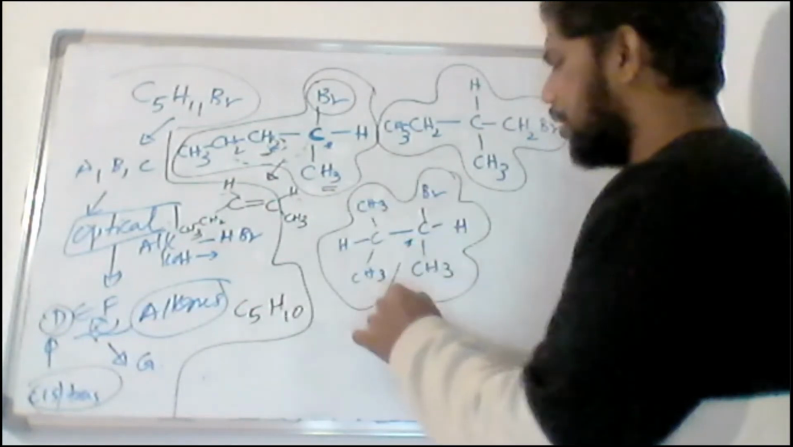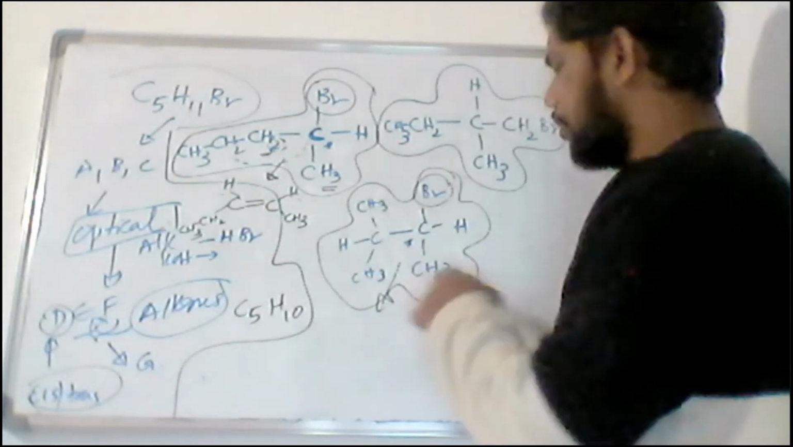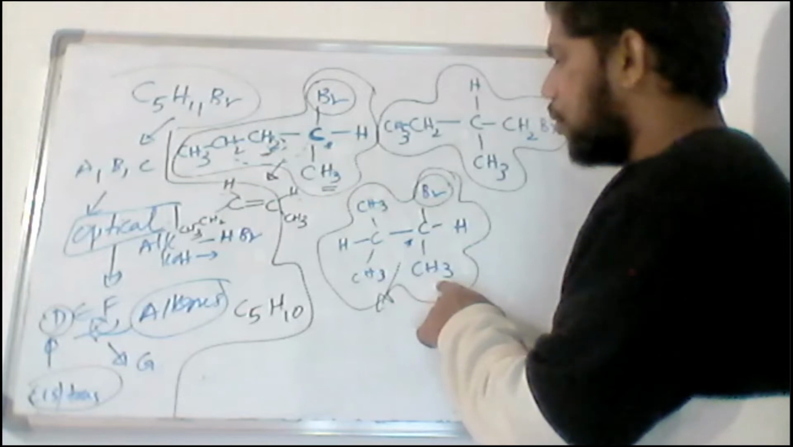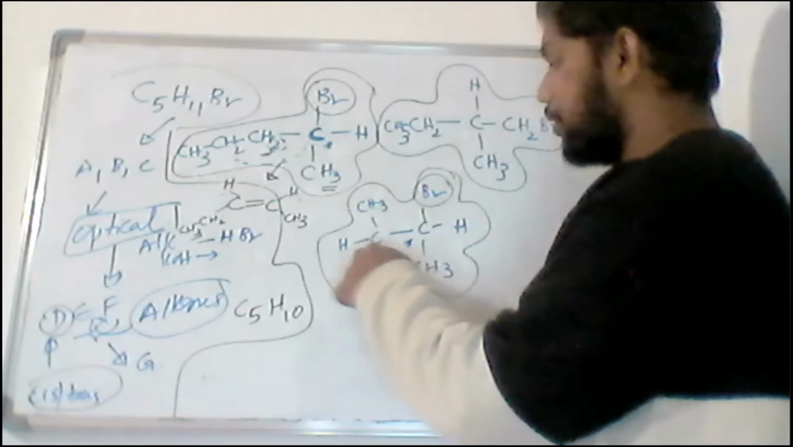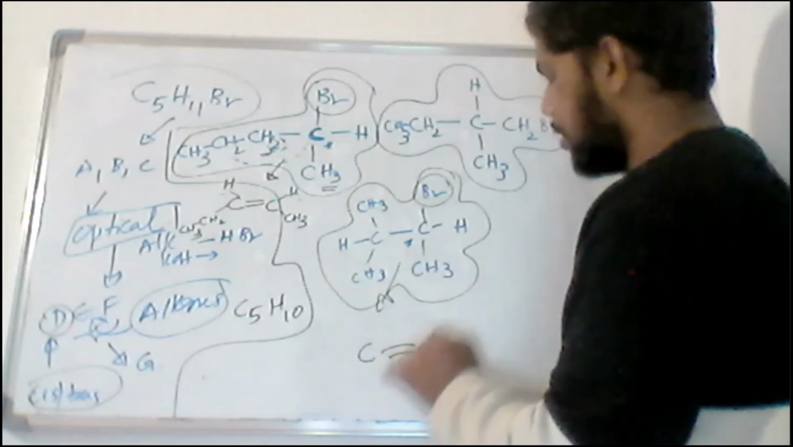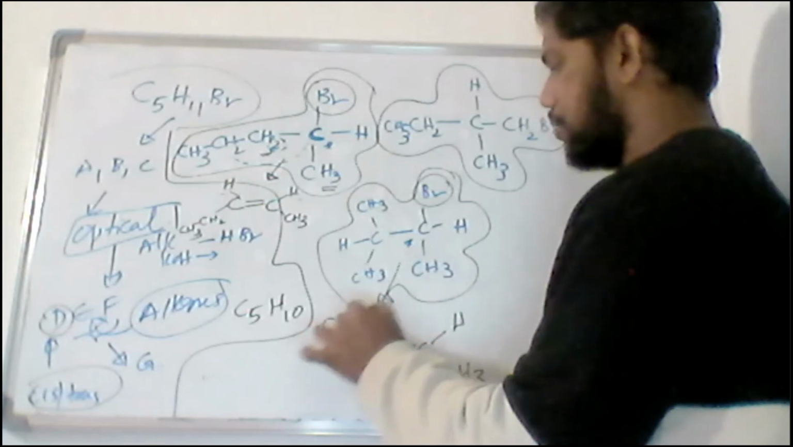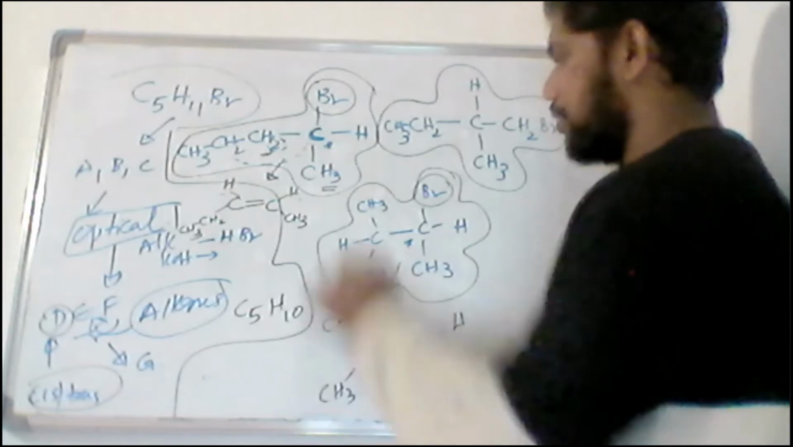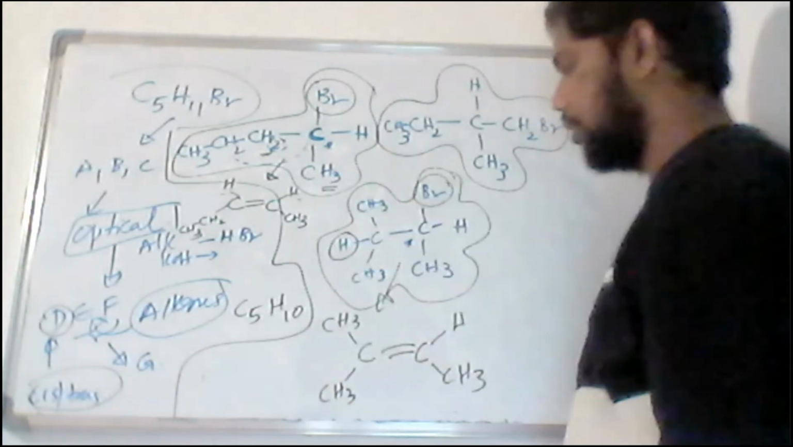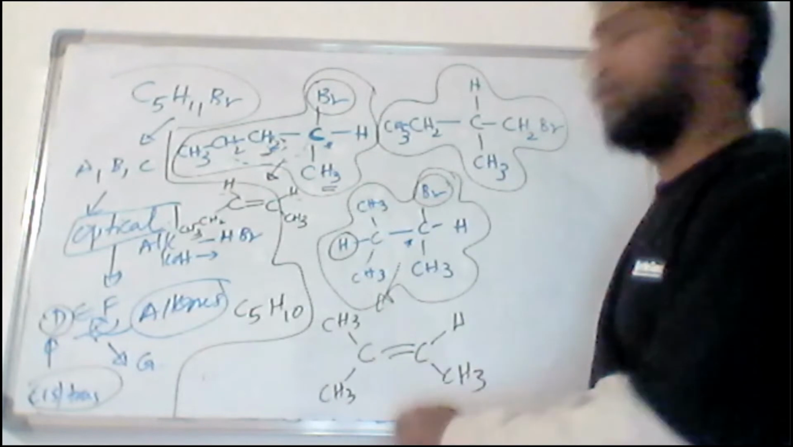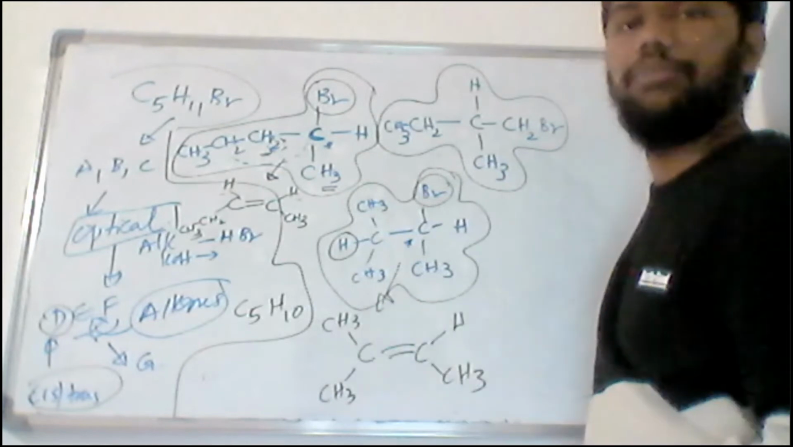And when you do alcoholic KOH for this one, this bromine can go from here or either from here. So it will give double bond, hydrogen, CH3, and CH3 and CH3. This hydrogen will be removed along with this one. So this does not show geometry because you see there are 2 CH3 in the same compound.